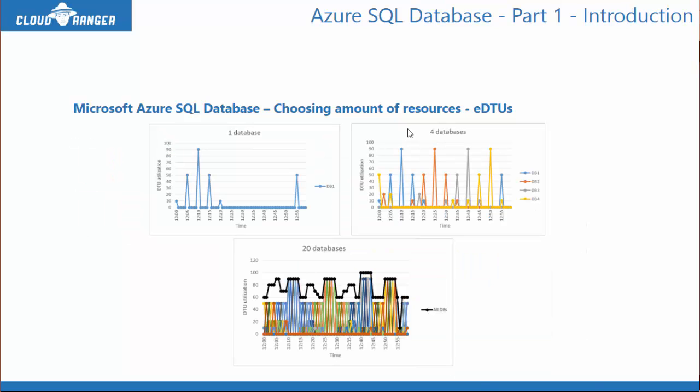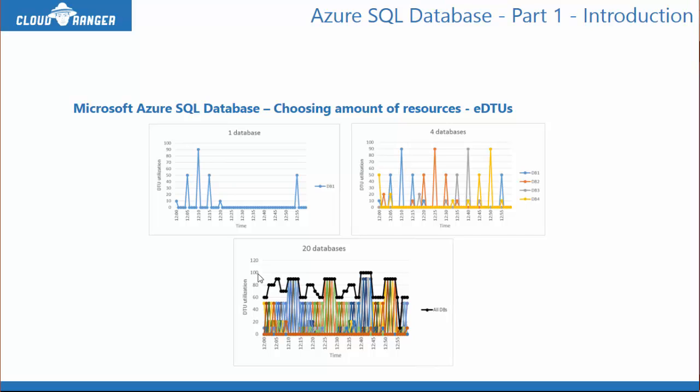So rather than these four databases each being on their own, like having an S3, they can just be on a basic pool or a standard pool and still be cheaper. And I'm going to get the Azure pricing calculator out to show you.